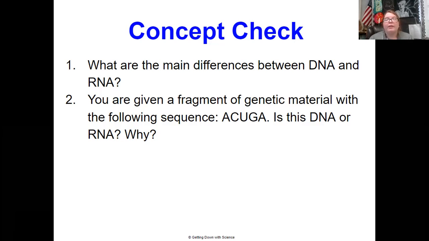You're given a fragment of genetic material with the following sequence, ACUGA. Is this DNA or RNA, and why? So how can we tell? Remember, we said that there were certain bases where one was only DNA, one was only RNA. We said that was thymine and uracil. So uracil is the RNA one, so this one would have to be RNA.